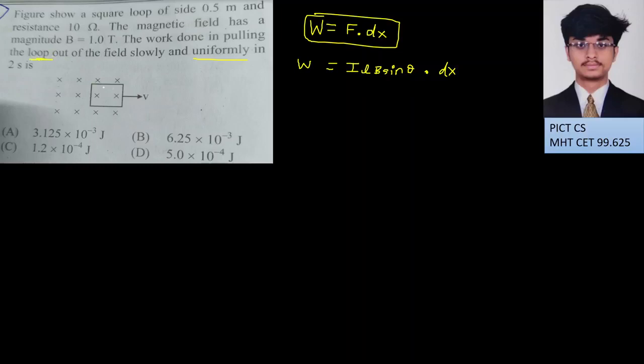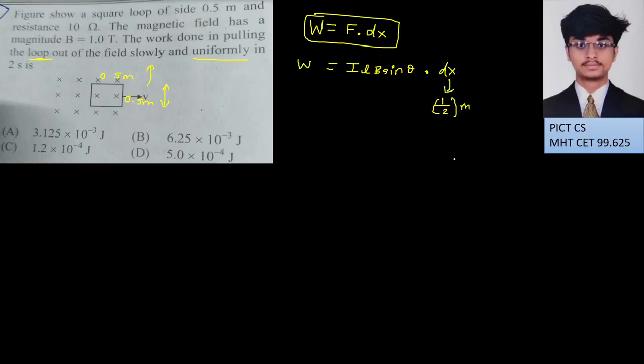So we have this loop, let's assume it has side L, which is given already, it's 0.5 meters. It's a square, so every side is the same, 0.5 meters. So basically we have to cover this distance to pull it out, so dx will become 0.5 meters, half a meter. Alright, and now sine theta.